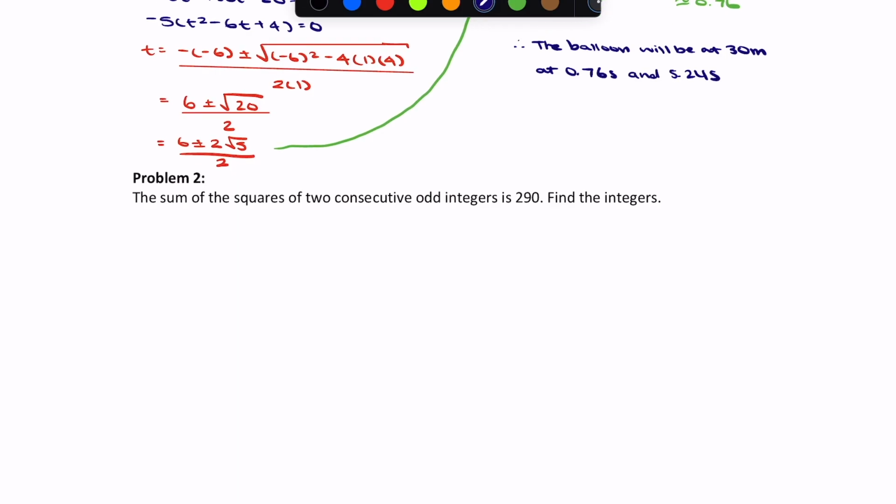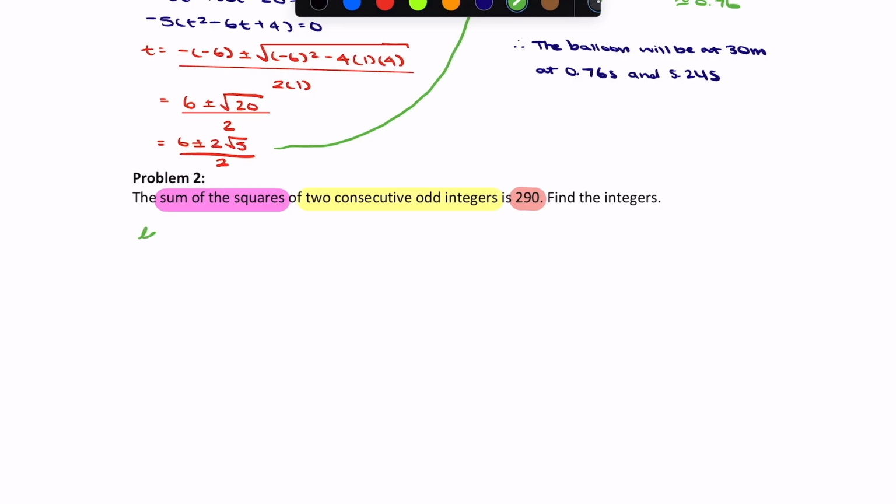Okay, let's look at this next problem here. So it says the sum of the squares of two consecutive odd integers is 290. Find the integers. So here we're going to have to write our let statements.